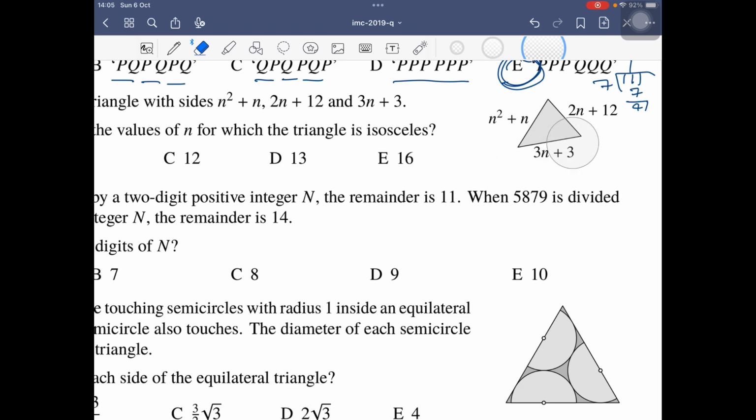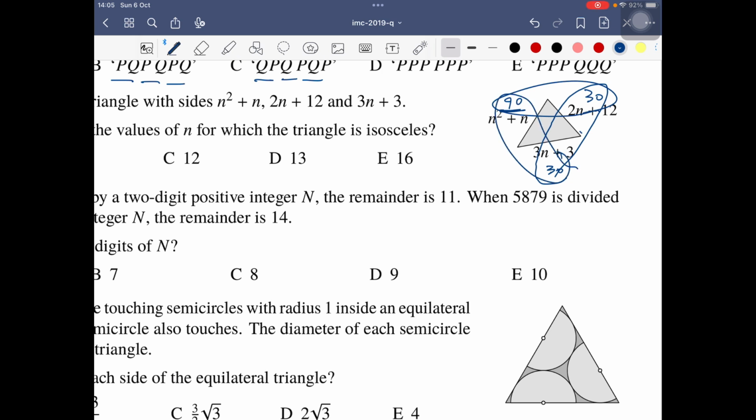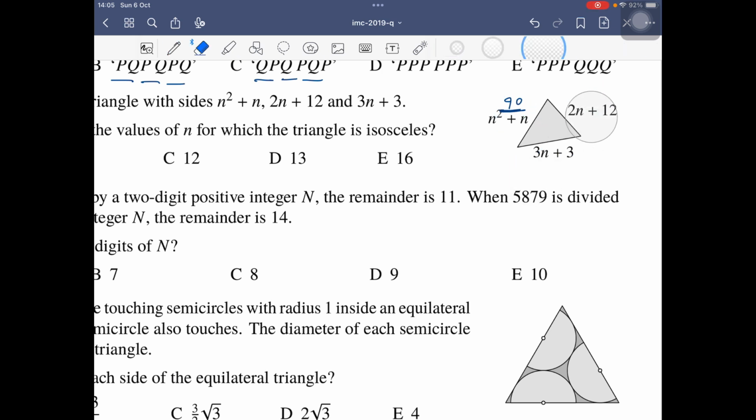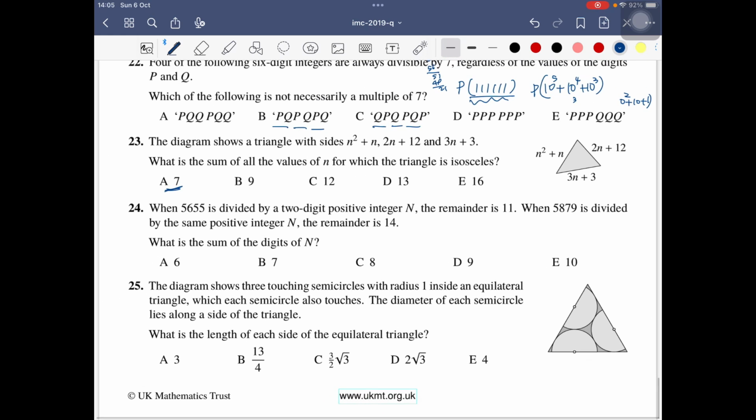So when n equals 9, this is 81, 90, 30, 30. Because the triangle always has the property that when we add any two sides, it should be larger than the other side. Whatever it is, it should be larger than the other side. But 30 plus 30 is not larger than 90. So 9 cannot be the answer.